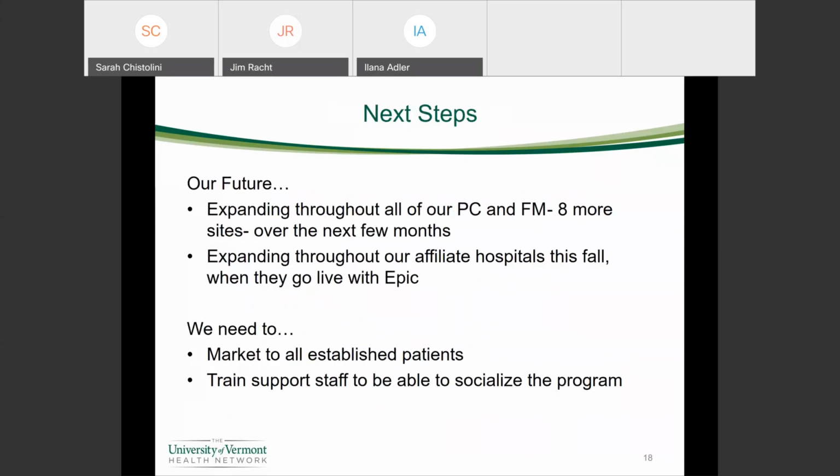Next steps, we have 8 more sites that we're rolling this out to within the medical center. Our affiliate hospitals went live with Epic actually last week, so we are working with them and our other sites to be able to roll this all out. We're hoping January, February. So we're going to pull back on marketing and patient satisfaction and training teams and get everybody comfortable. And we're really hoping that all of our patients in our network can benefit from this service.